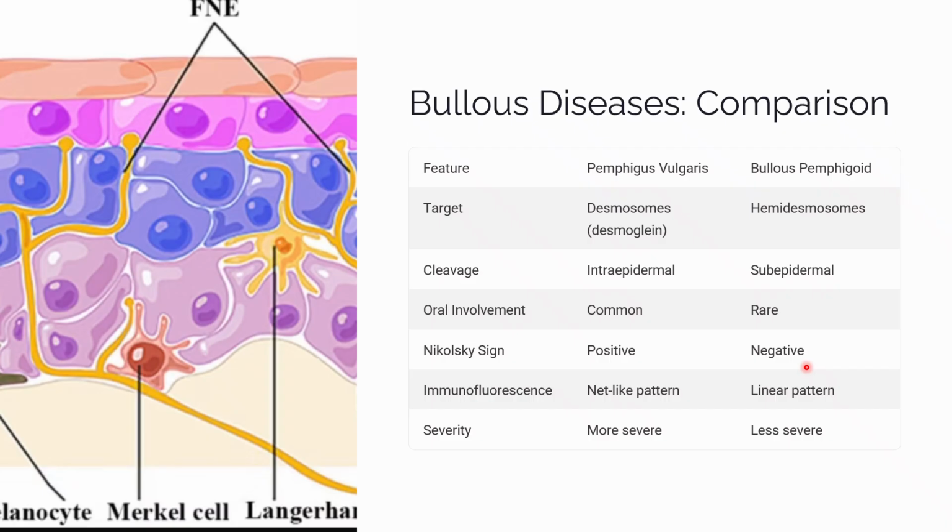But in bullous pemphigoid, the hemidesmosomes are affected, which are much deeper, and therefore when pressure is given, the deeper structure is affected, therefore the skin doesn't give way. So this is the important difference in bullous pemphigoid, where the Nikolsky sign is negative. Immunofluorescence has a different pattern. Pemphigus vulgaris has a net-like pattern, bullous pemphigoid has a linear pattern. What about the severity? Pemphigus vulgaris is much more severe because it affects the oral lips, but bullous pemphigoid is less severe.